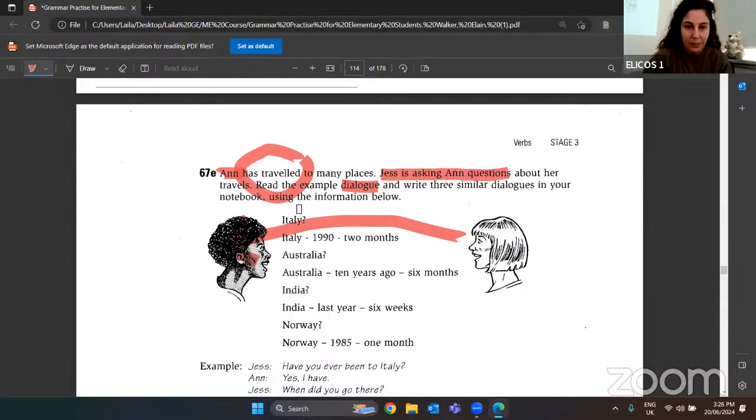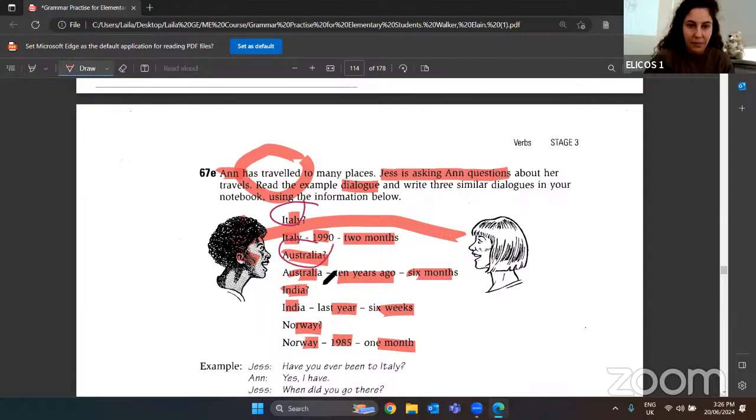So Italy, 1990, 2 months. Australia, 10 years ago, 6 months. India, last year, 6 weeks. Norway, 1985, 1 month. So you can see the places where she went: Italy, Australia, India, Norway. So 4 places. And we know when, the year.